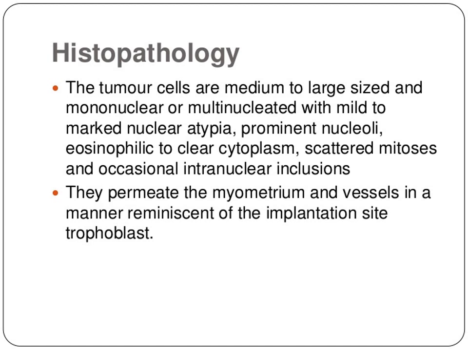Histopathologically, placental site trophoblastic tumors are comprised of medium to large size mononuclear cells. Some multinucleation can be seen, and there are marked nuclear atypia, prominent nucleoli, and the cytoplasm is clear to eosinophilic. Scattered mitosis can be seen, and some intranuclear cytoplasmic inclusions. The features of these trophoblastic cells are that they permeate or invade the myometrium and the vessels.